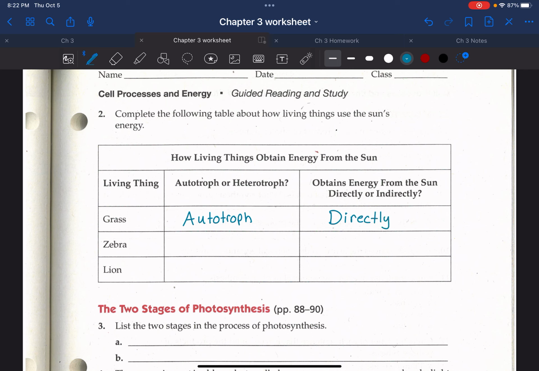The zebra eats the grass, which means the zebra has to go get its own food, which means it's a heterotroph. And if the zebra is eating the grass, which got its energy from the sun, this would be happening indirectly then. And the same thing about the lion. It's a heterotroph. It's getting its energy indirectly.